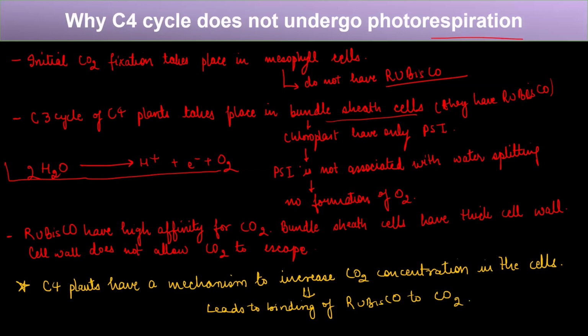Now, we have studied the C3 cycle, we have studied the C4 cycle, and then the C2 cycle, or you can say photorespiration. The last cycle that we'll study is the CAM cycle. So what is the CAM cycle? The CAM cycle is known as the crassulacean acid metabolism cycle.